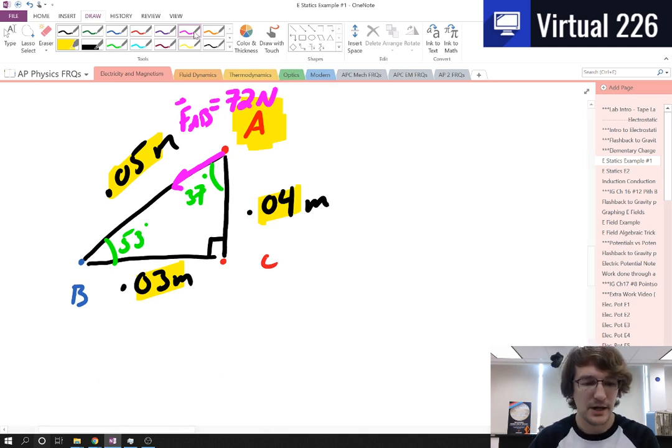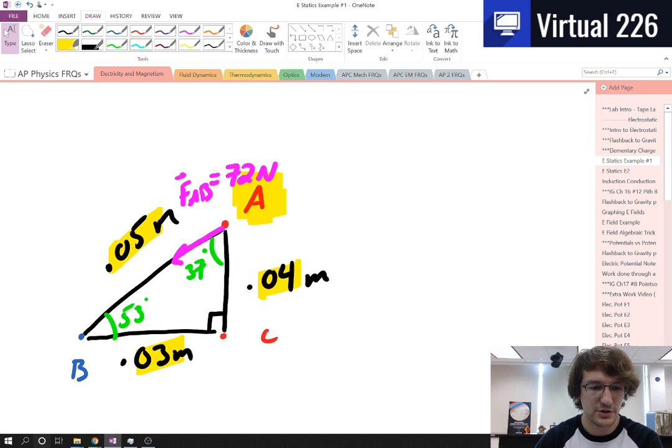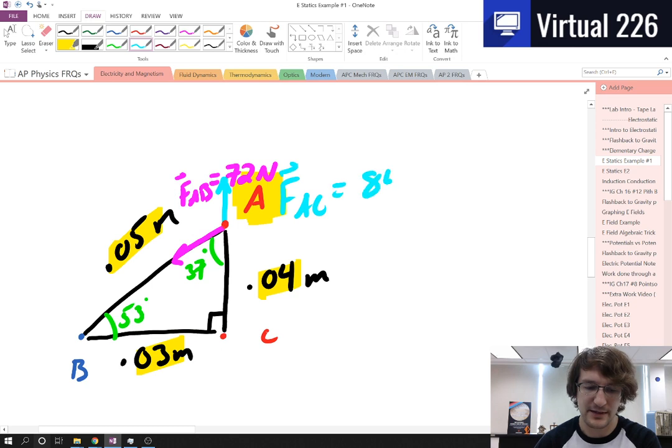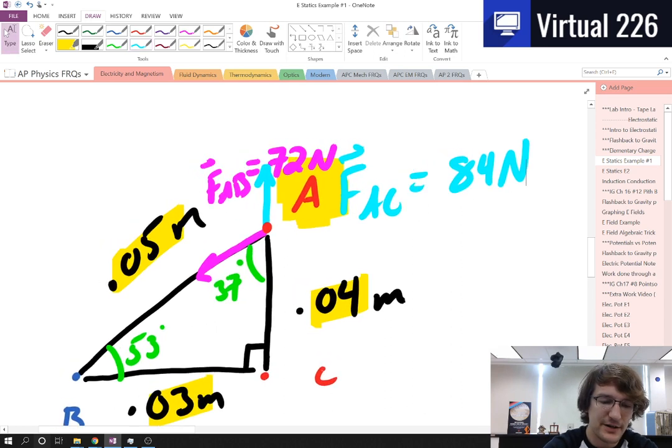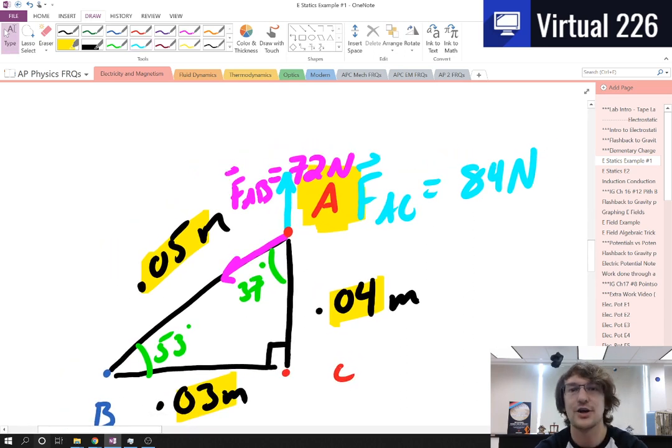We also know that the AC charge is going to push away. This is the force on charge A from C, and it has a value of 84 newtons here. So we still have the same force amounts, 72 and 84, but we can no longer just add these together. It is very clear from this diagram that these are not acting in the same direction.